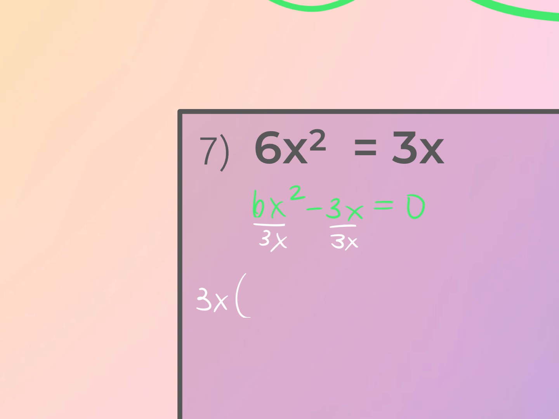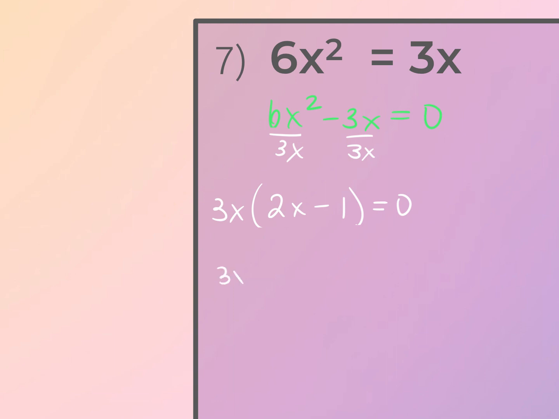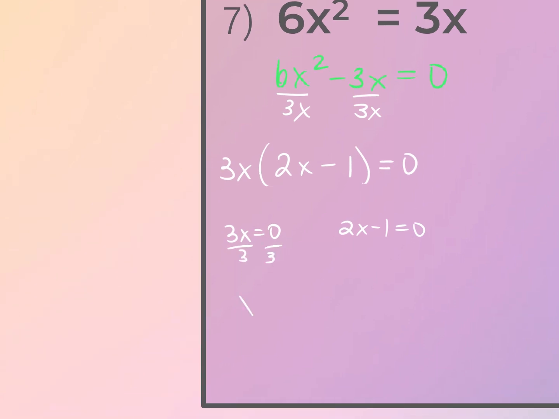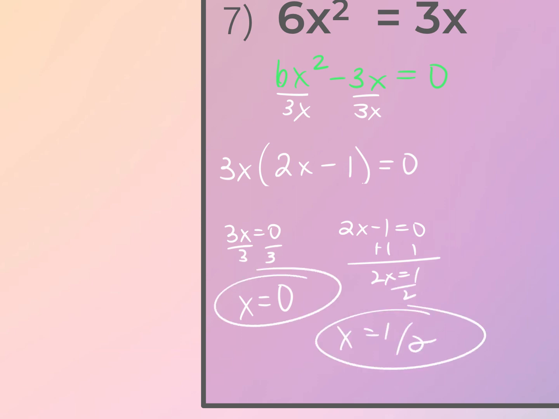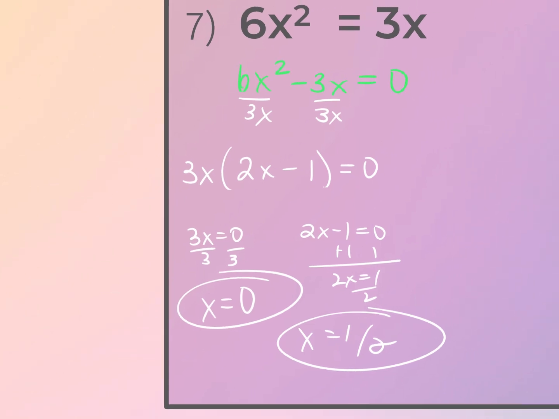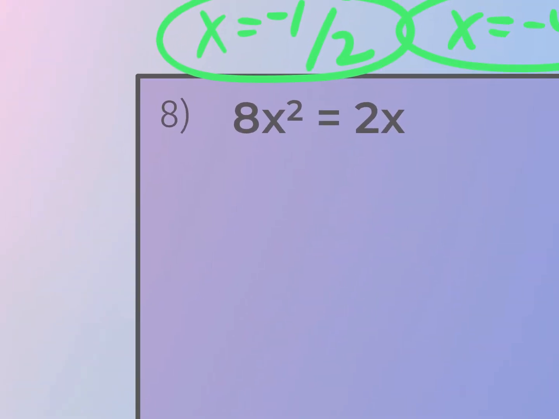6x squared divided by 3x is 2x. Good. What's negative 3x divided by a positive 3x? Negative 1. Good. Now what do we do with each piece, guys? Set it equal to 0. So 3x equals 0 and 2x minus 1 equals 0. So when I divide both sides here by 3, my x equals 0. And then I'm going to add 1 and divide by 2. So x equals what? 1/2. Good.